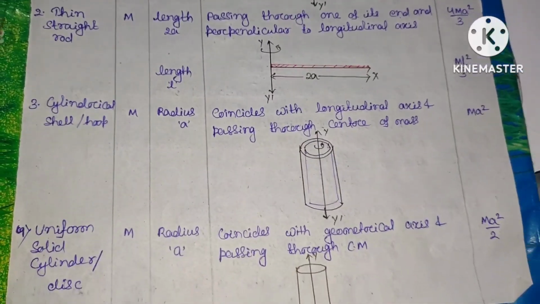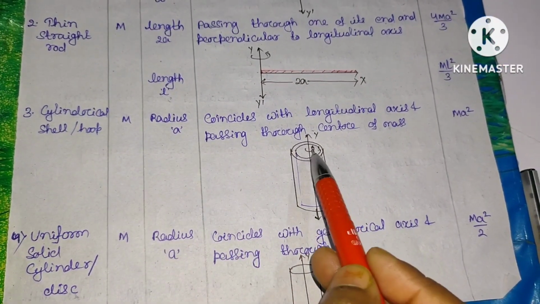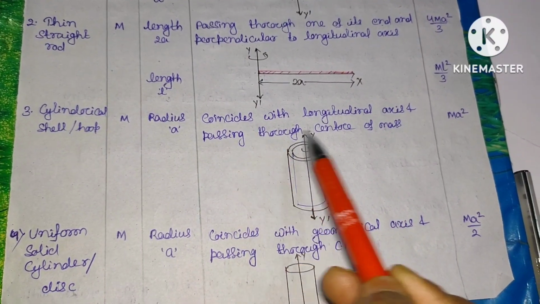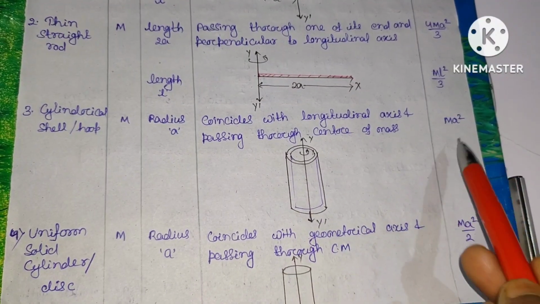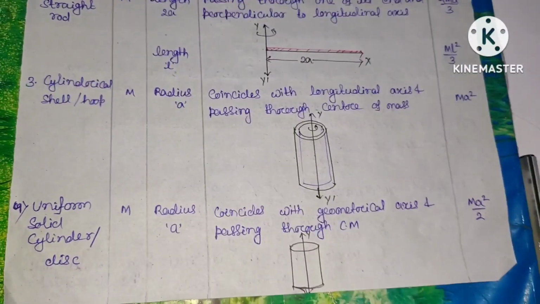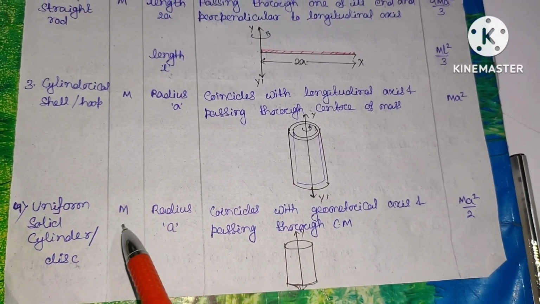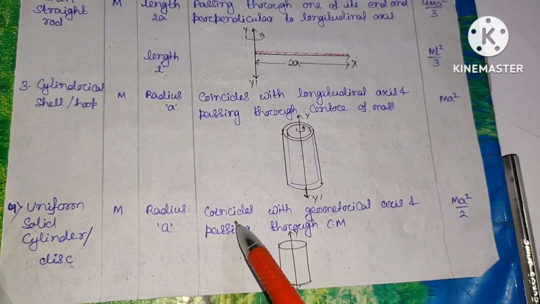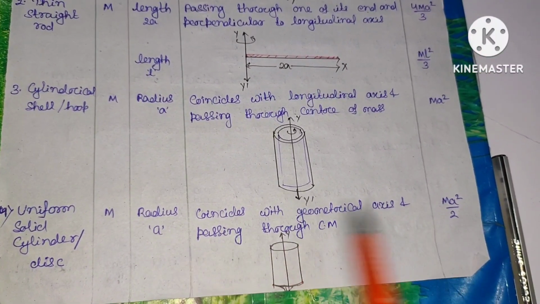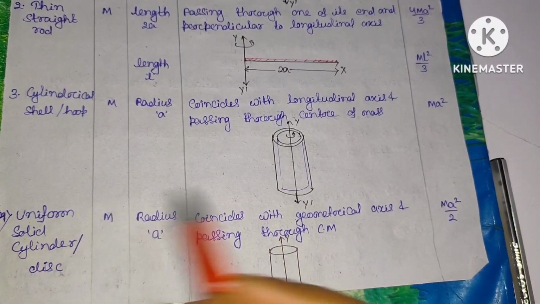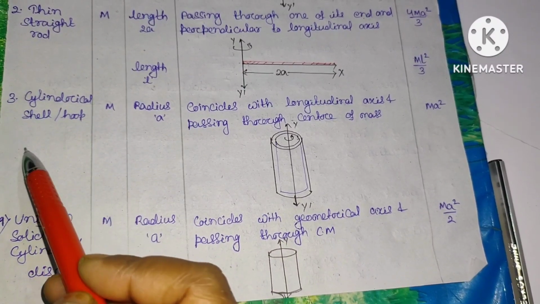So the next is for a cylindrical shell of mass m and radius a, where the axis coincides with the longitudinal axis and passes through the center of mass. For that case, it is simply ma square. For a uniform solid cylinder or disc of mass m and radius a, where the axis coincides with the geometrical axis and passes through the center of mass, it is ma square by 2.